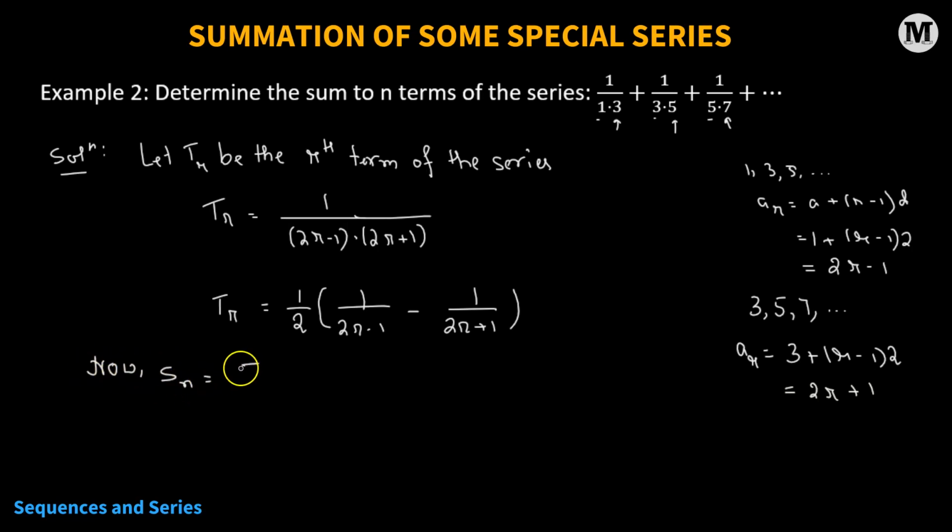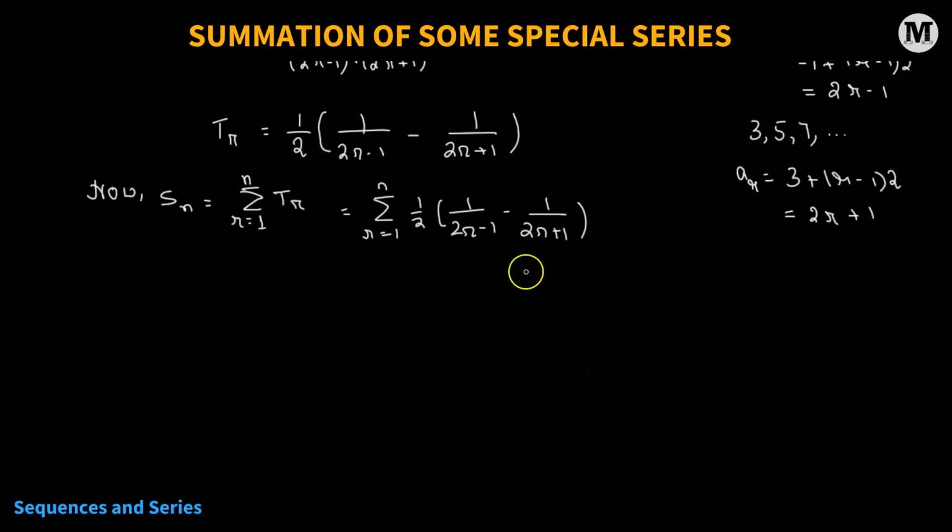The sum to n terms will be given by summation of tr. Now r is an index that's going to run from 1 to n. In other words, we need to find the summation, r going from 1 to n, of half multiplied by 1 over 2r minus 1 minus 1 over 2r plus 1. Okay, next we're going to expand the summation. So for the first term we have half multiplied by 1, so we are replacing r with 1.